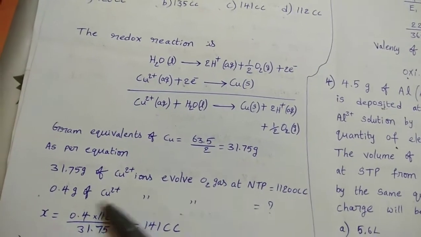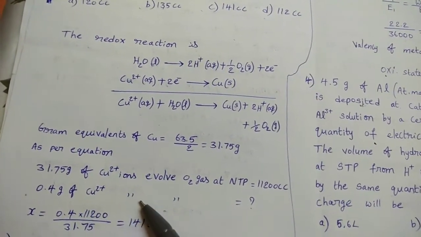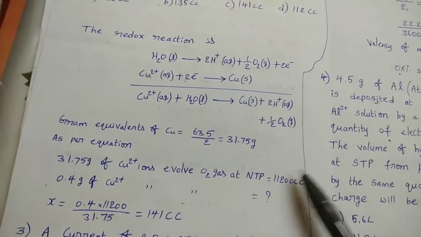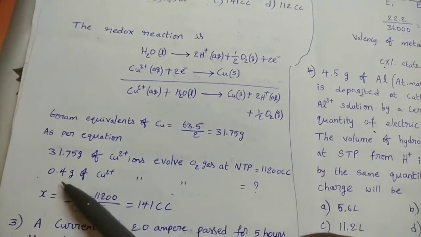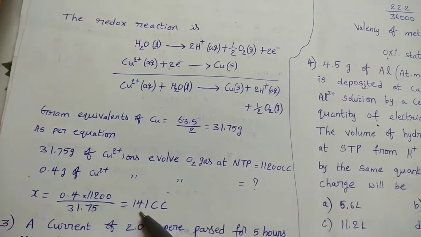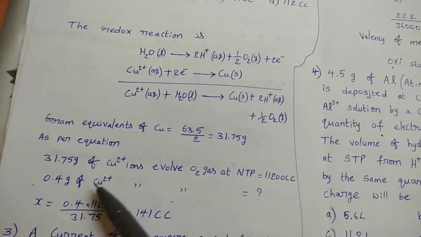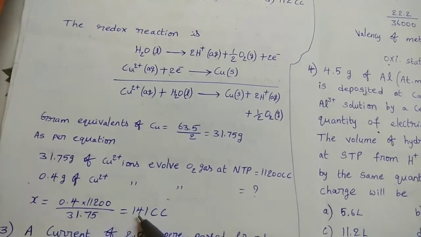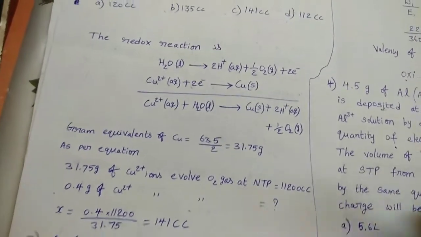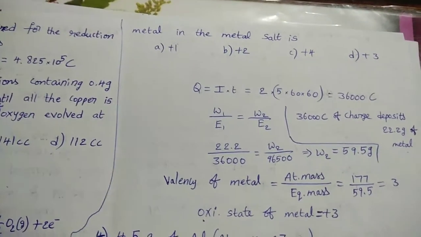Here cc means cubic centimeter. Now in the question, 0.4 grams of Cu2+ ions evolve oxygen gas at STP. We should calculate. Do the cross multiplication: 0.4 into 11,200 divided by 31.75, that equals 141 cc. So this much amount of Cu2+ ion evolves this much volume of oxygen. So this is the answer, the last option. Remaining questions we will discuss in the next part.